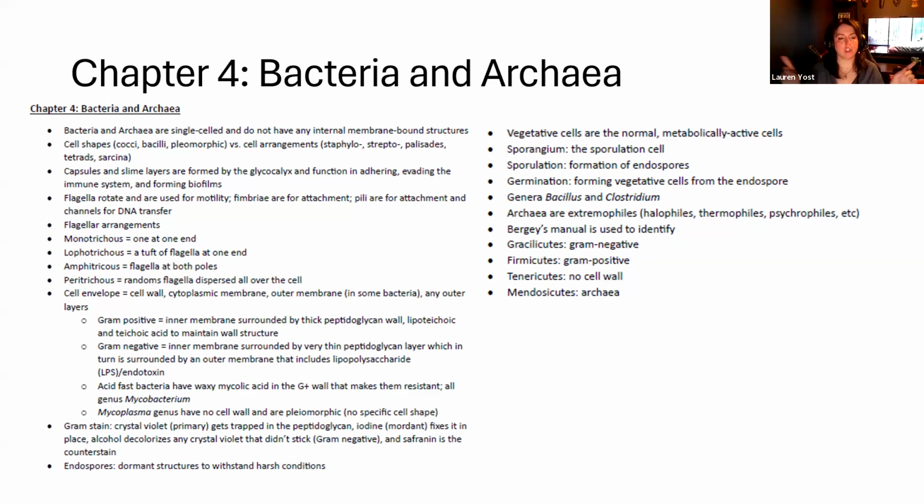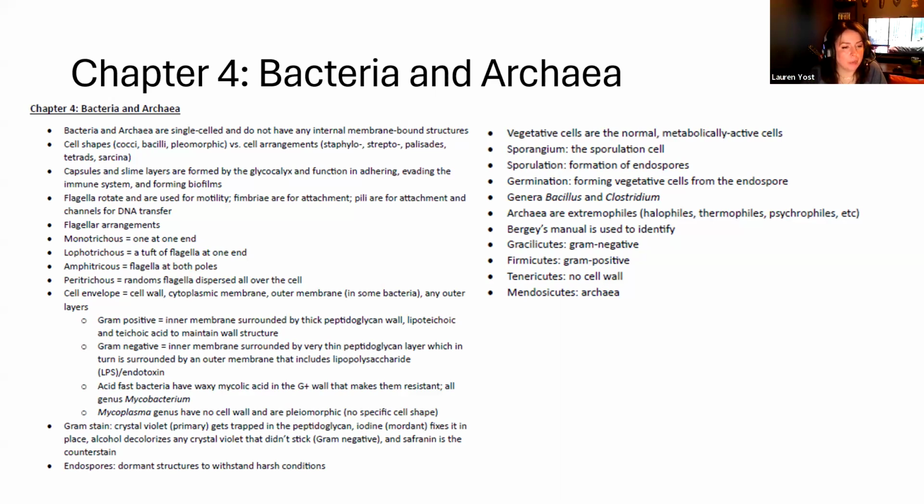Amphitrichous, you have flagella at both poles, one at each end. Amphi, like amphibians, they can do both air and water. Peritrichous, flagella dispersed all over the cell. I don't really know how to break that one down for you. Peri, I don't know what that prefix means, so I'm not going to look it up. I know trichous is like hair, but I don't know about peri, so it probably means all over.